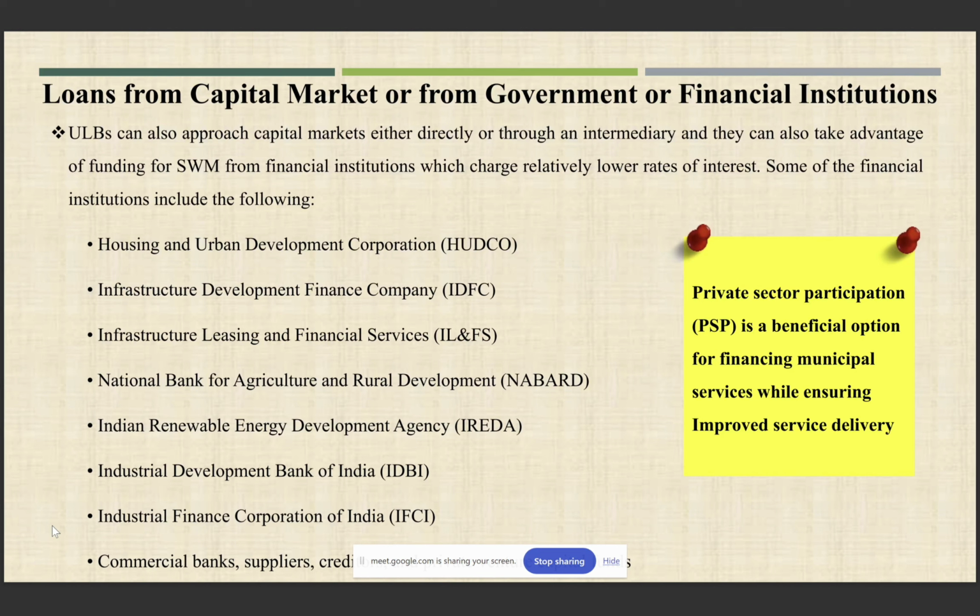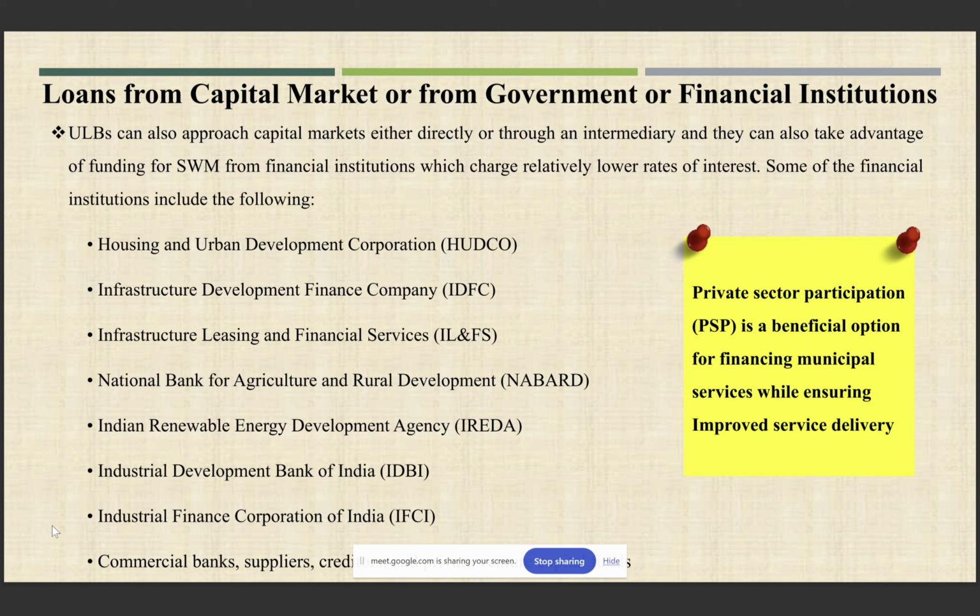So urban local bodies can also take some loans. Some of the financial institutions include the Housing and Urban Development Corporation, Infrastructure Development Finance Company, and so on. Public-private sector participation is a beneficial option for financing municipal services while ensuring improved service delivery.